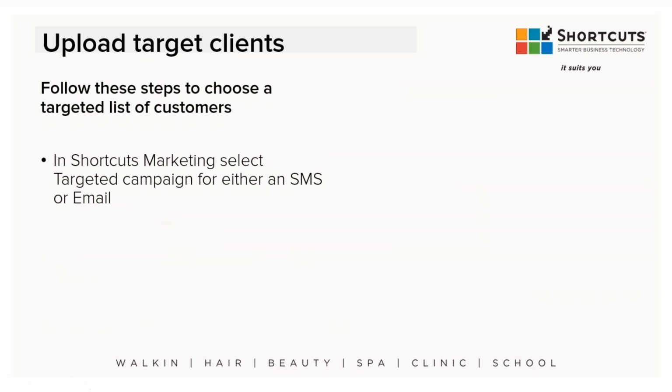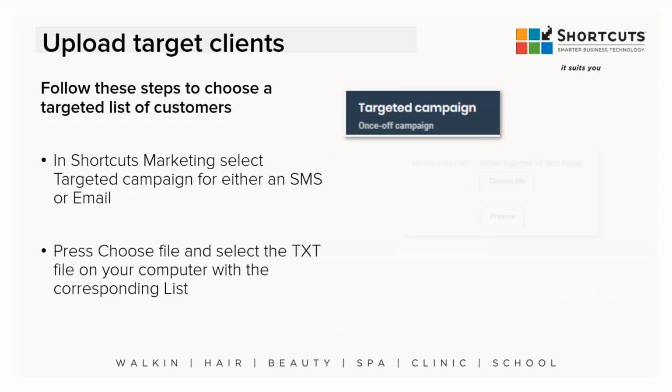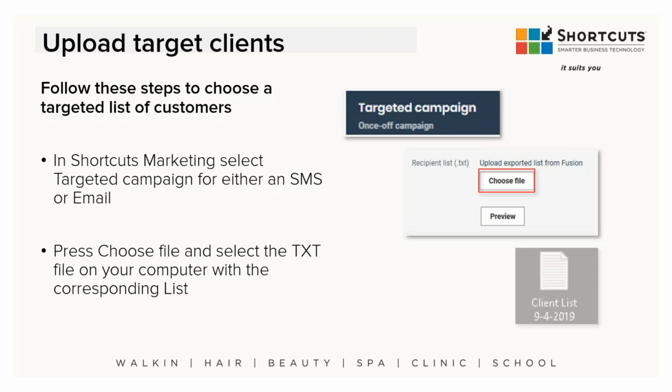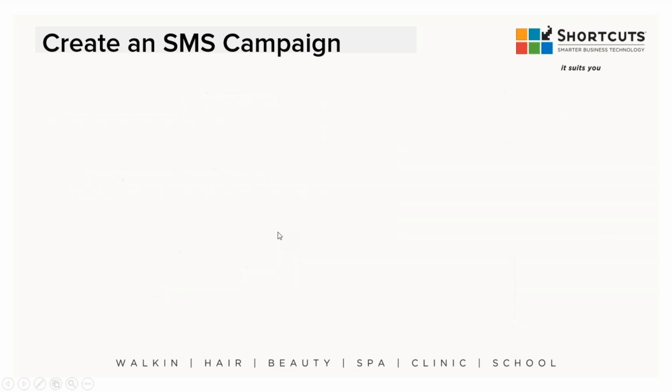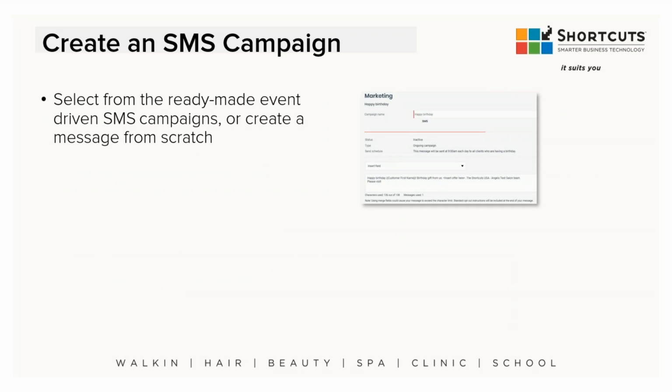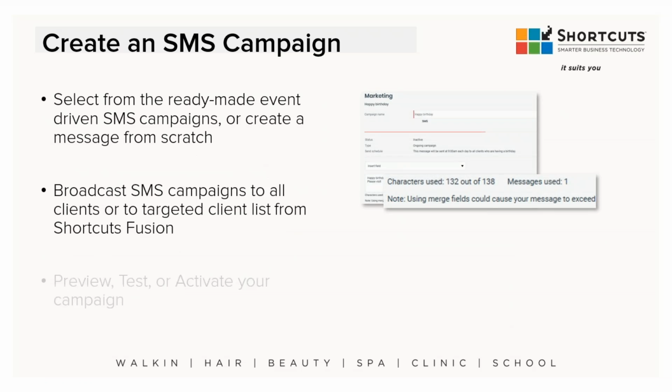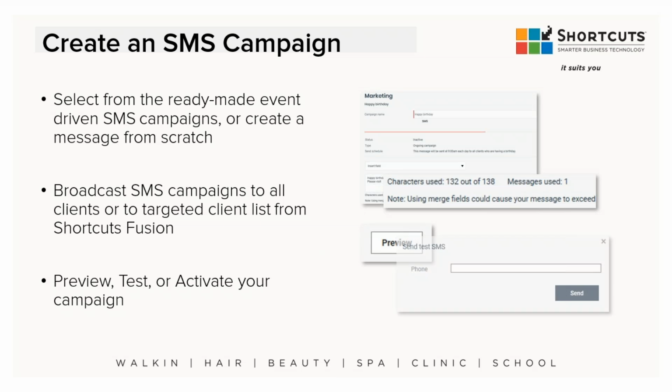So once you have your file of certain clients saved on your system, if you choose the targeted campaign option in the cloud, whether it's a text or an email, on that targeted campaign, Shortcuts will ask you, please upload your recipient list. So you'll choose the file, you'll navigate to where you saved it to, and once you select it, Shortcuts will only send the message to those specific people. So it's very easy to send it to a group of customers. So this goes for either text or email campaigns.